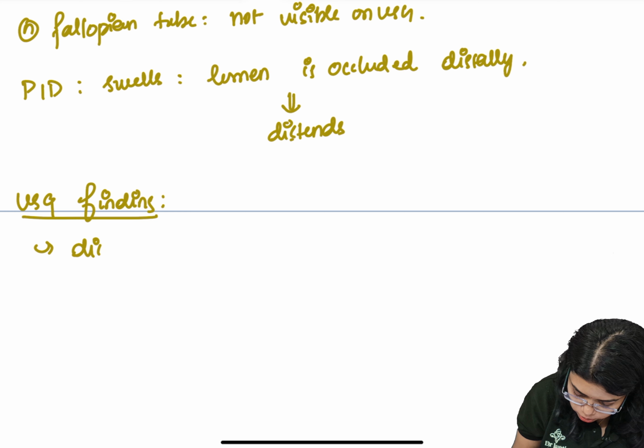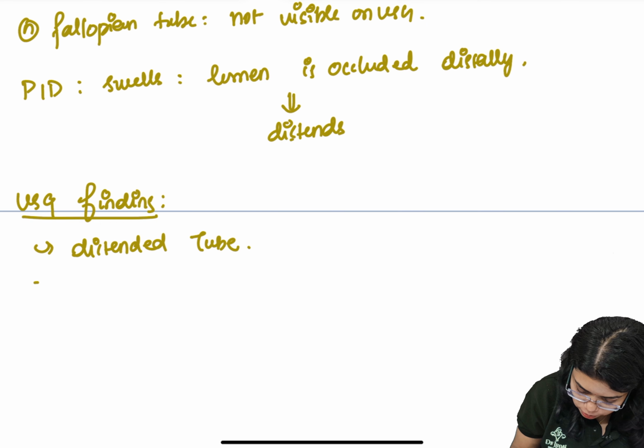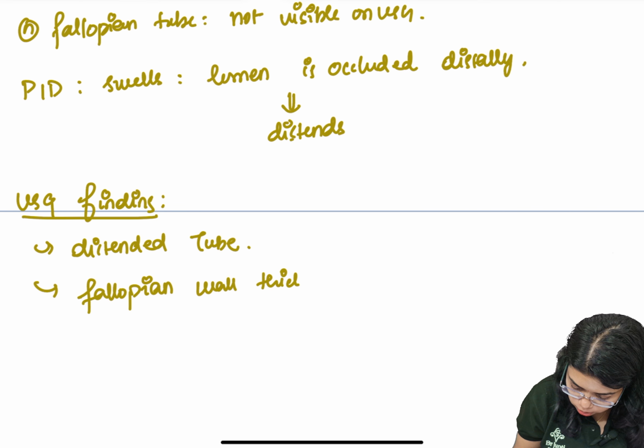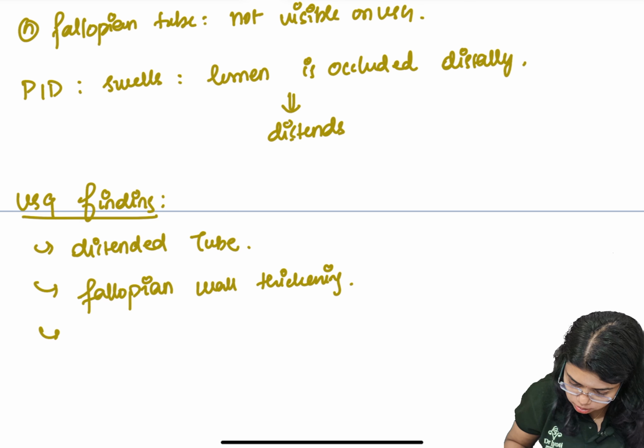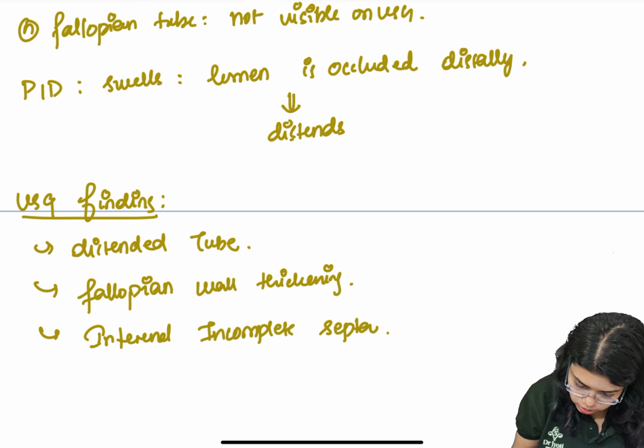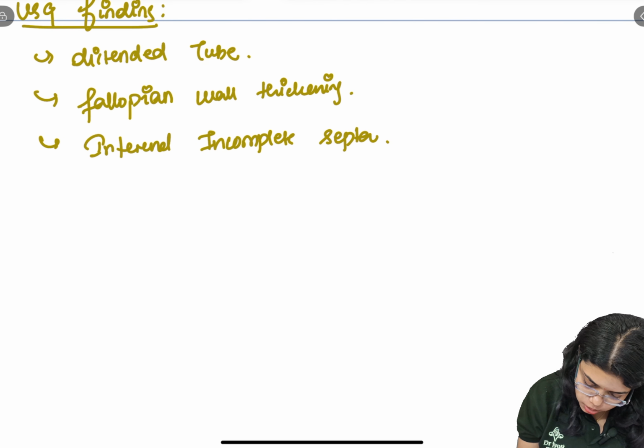Distended tube, fallopian wall thickening. Okay, incomplete internal septa. These are the internal incomplete septa. So these are the ultrasound findings of the PID.